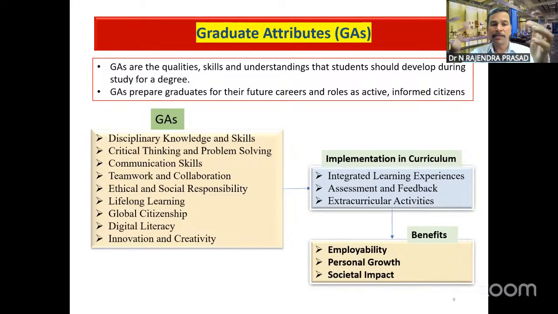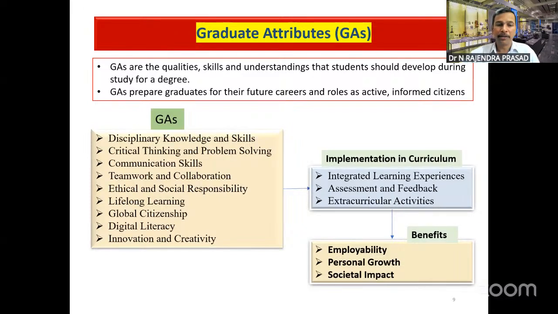Then you have to understand global citizenship. A BA degree, say an undergraduate degree or master's degree, is not only to get the job, to make your family survivable. You have the responsibility to the society. You have the responsibility at the global level. You should earn those capabilities.